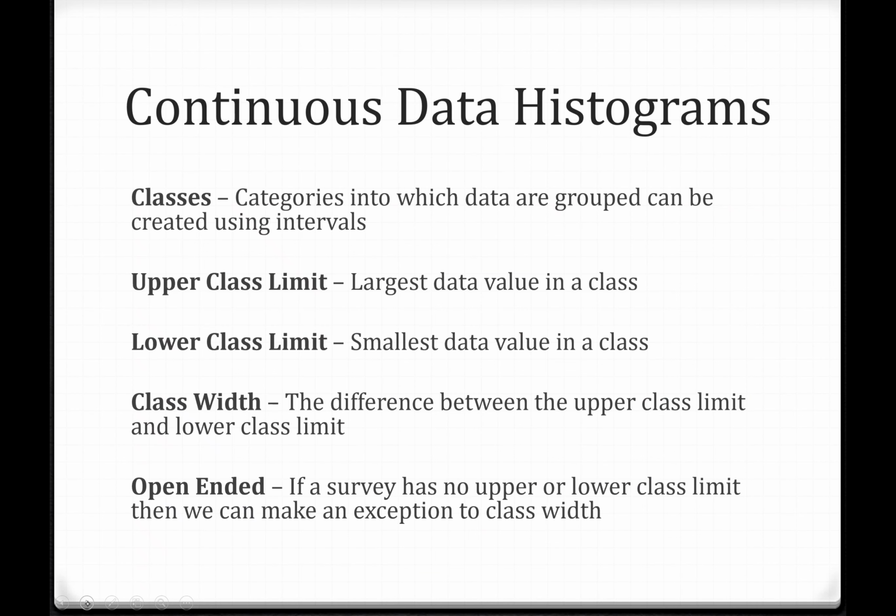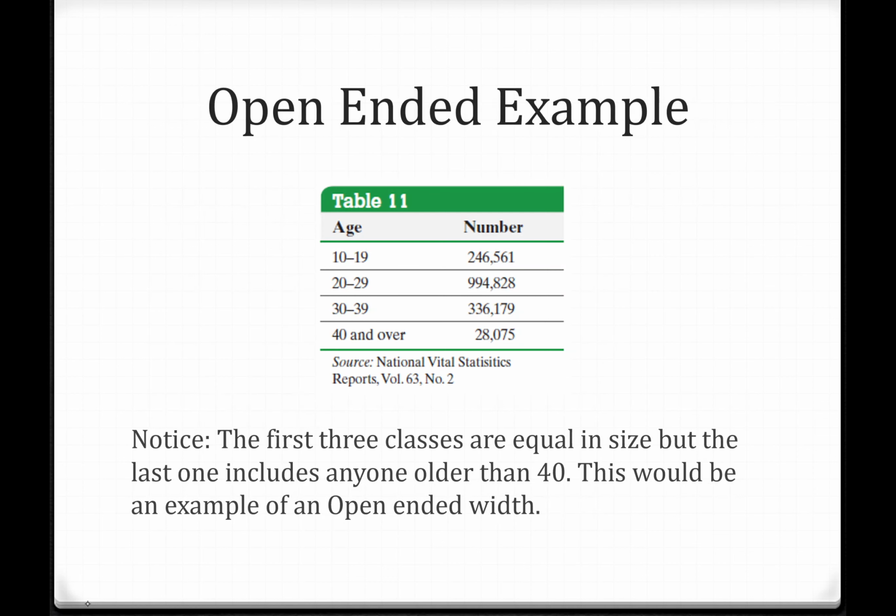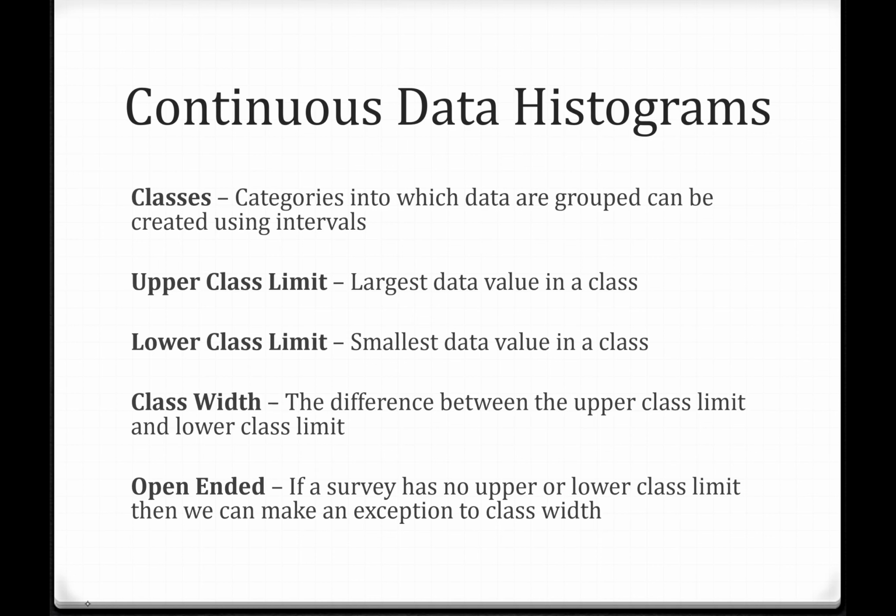When you have continuous data, you use these things called classes, which is basically your 1, 2, 3, 4, 5, 6 from the last one on the left, which isn't the frequency. And you break them into categories, and you label them based on intervals. You have an upper limit, which is the highest value for each class, and then a lower class limit, which is the lower limit for each class. The class width is the difference between those two numbers.